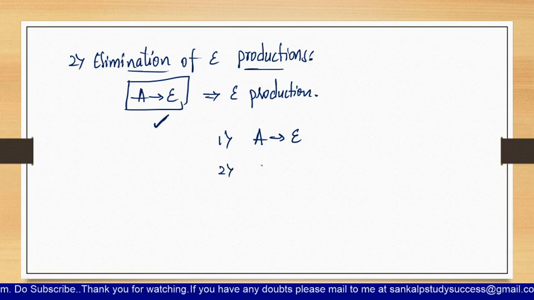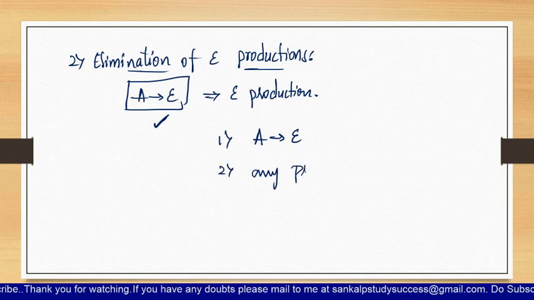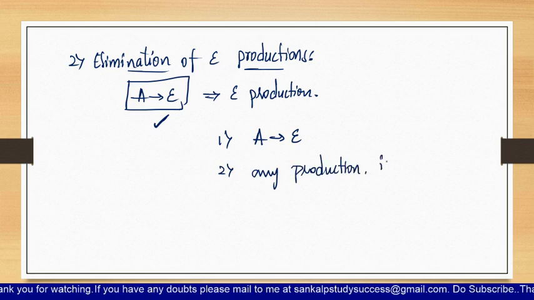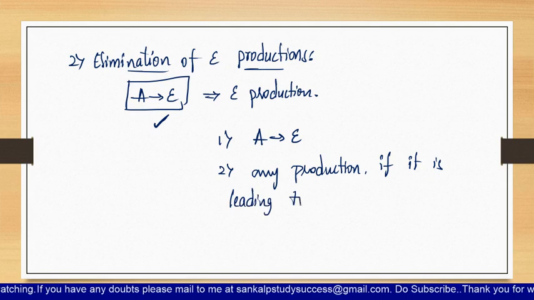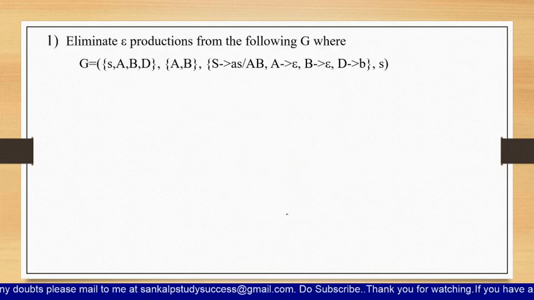Or the second point is, if any production is leading to epsilon, then that also should be eliminated because it is considered as an epsilon production. So now let us solve one question in order to understand what is elimination of epsilon productions.